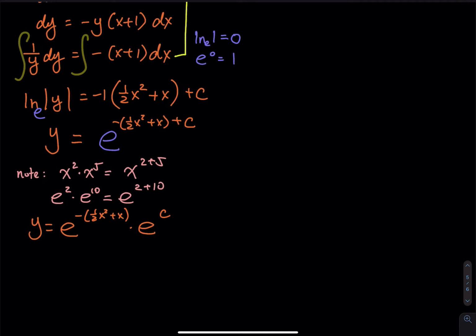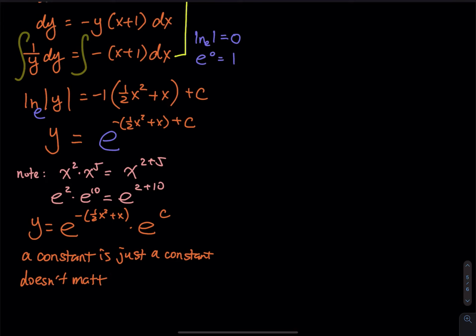I am going to mention that every single time. In differential equations, a constant is just a constant. It doesn't matter how you express the constant. So a constant is just a constant, and doesn't matter how you express it. So what does that mean? That means e to the c is just a big C. Okay, and now we can proceed to write the general solution.